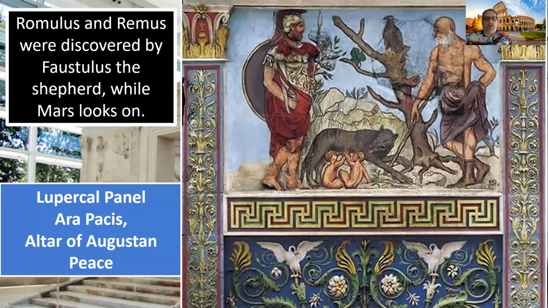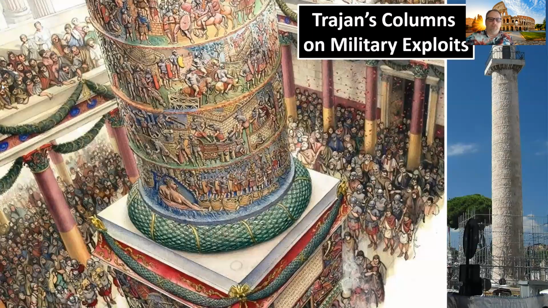Here's what it would have looked like when it was painted. And so here's Romulus and Remus, again, being suckled by the she-wolf, which becomes the symbol of all of Rome. And it would have been brightly colored like we've seen before. So not that white color, which is wiped off.